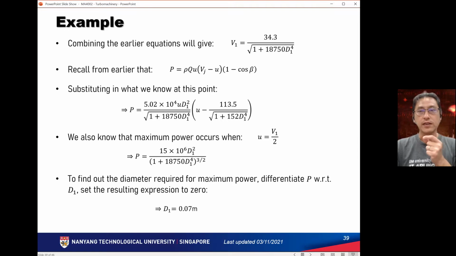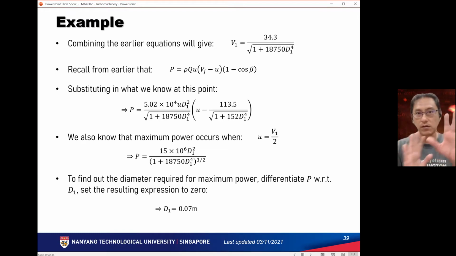And since we are interested in finding out the maximum power condition, we want to find out the diameter of the nozzle. For us to do that, we can simply differentiate this power P term with respect to D1 and set it equal to 0, isn't it? So as to allow us to find the maximum power point. Once you differentiate and set it to 0, you will have an equation that has only one unknown, and that's going to be D1.